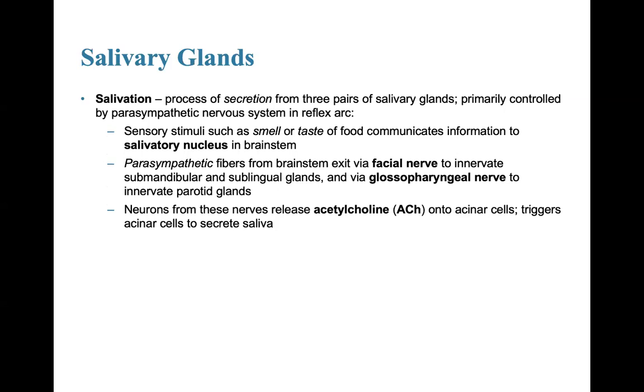Parasympathetic fibers from the brainstem exit via the facial nerve to innervate the submandibular and sublingual glands, and via the glossopharyngeal nerve to innervate the parotid glands. Neurons from these nerves release acetylcholine onto the acinar cells to trigger the acinar cells to secrete more saliva.